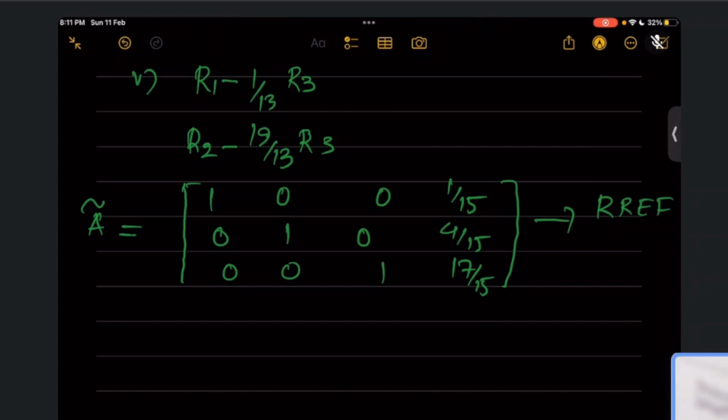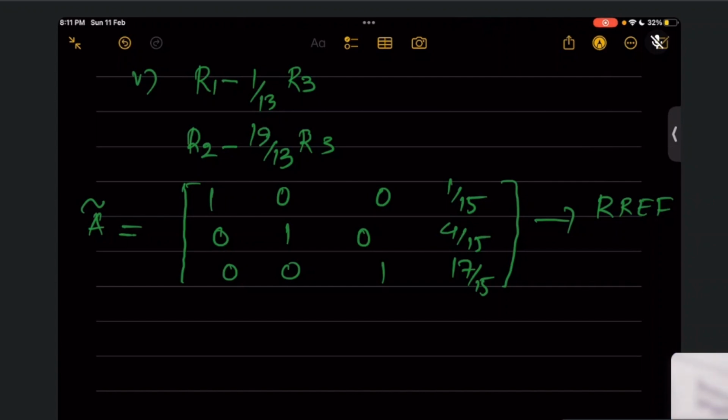So are we on the same page? Everyone has done till this step? Then I'll move forward. I want you to respond. It can be a no also. Everyone has arrived at this step, the RREF? What about others?